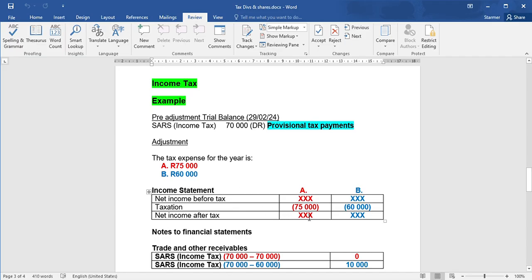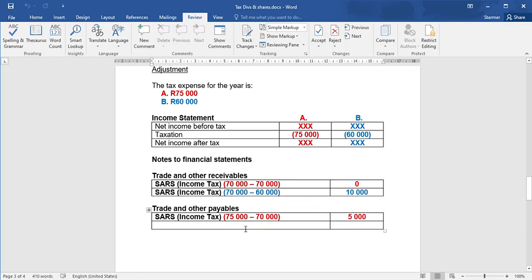That is what gets recorded in your income statement. If you have a look at how much we have paid, we started with a balance of 70,000 here, but we should have paid 75,000, which means you have no asset left here, and instead you owe SARS 5,000 Rand for that income tax for the year. So in other words, you underpaid your provisional tax.